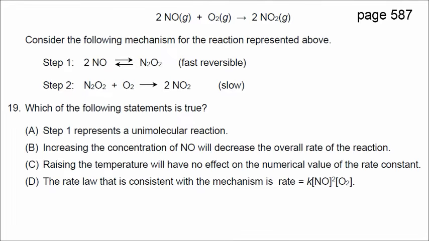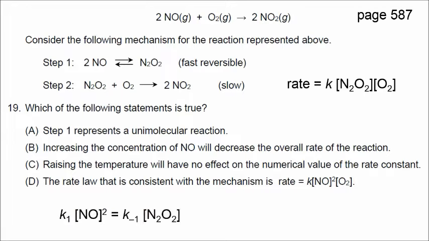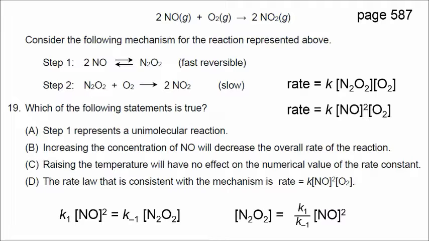Focusing on the slow step, which is first order with respect to this intermediate N2O2, and first order with respect to oxygen, let's get rid of the N2O2. Let's write the fast equilibrium, so rate of the forward reaction equal to the rate of the reverse. We're going to rearrange the equation, solving for N2O2 and then substituting for that. Our new rate law is now going to be second order with respect to NO, because it came from that first step, and first order with respect to oxygen. So it's looking like choice D is correct.